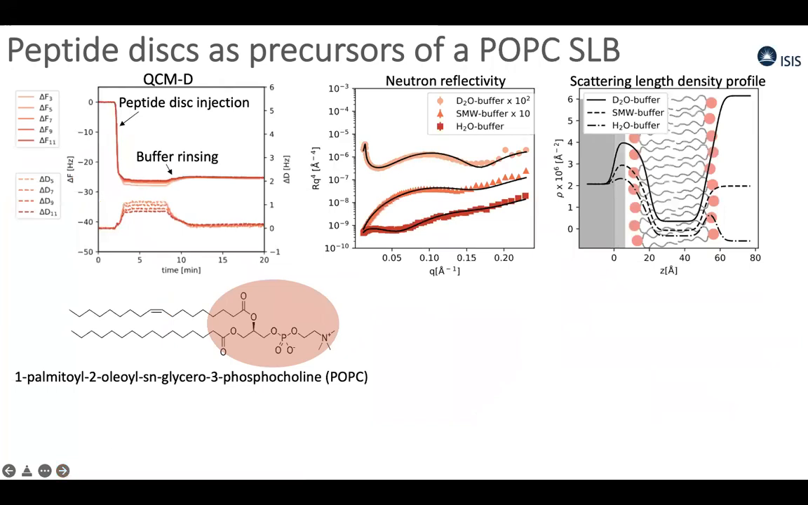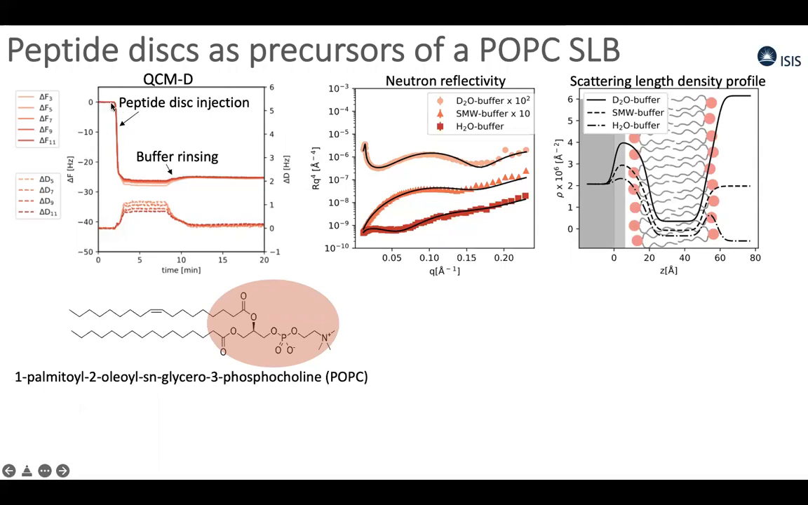So we started with the classic reference sample that is POPC. It's a very common phospholipid, and you can see the structure down here. So it has a polar head group and two hydrophobic acyl chains. We initially collected QCM-D data, and here you can see the results of the measurements.